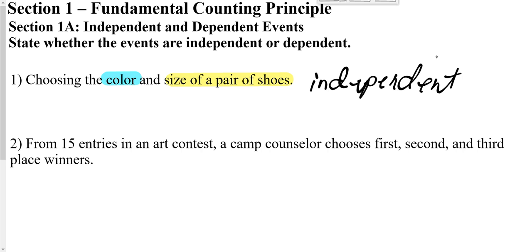Now, when we're looking at the next one, we are selecting a first, second, and third place winner in an art contest. So when you affect your first winner, that does affect your second place winner, because to begin with, you had 15 choices. But when you come back to try to figure out how many second place winners you have, well, you don't have the same number of choices. You only have 14 left. So here, what happens second is affected by what happens first. So this is a dependent situation.